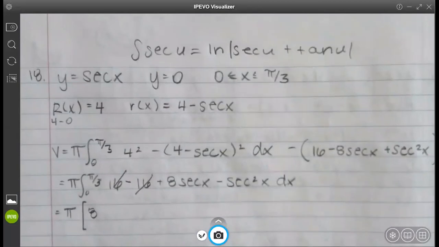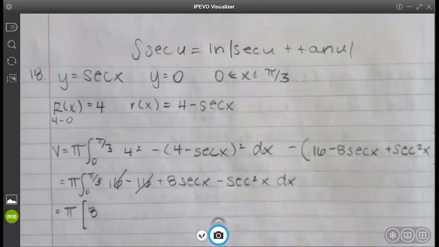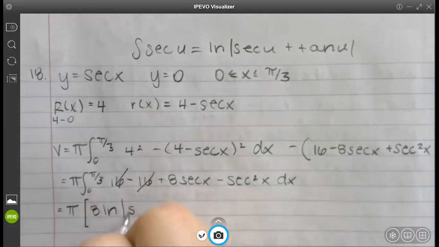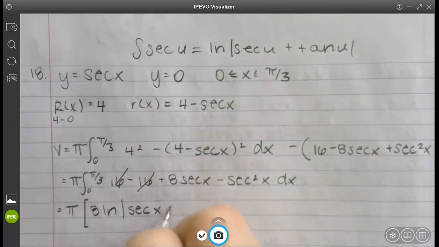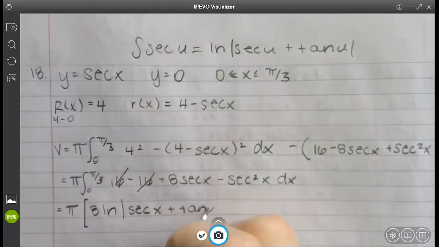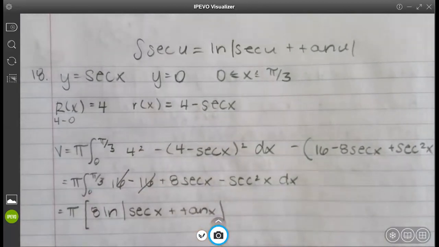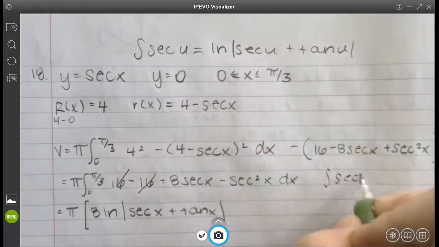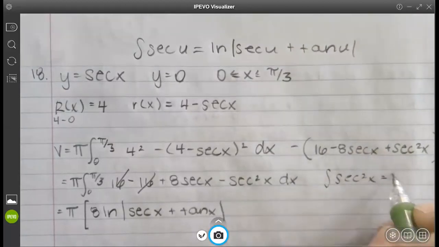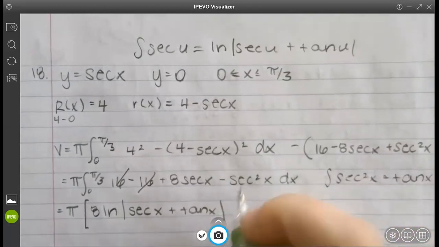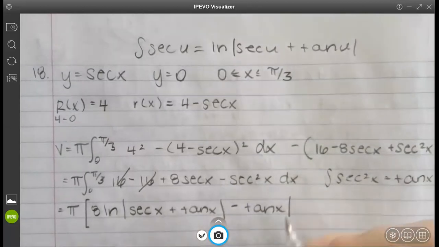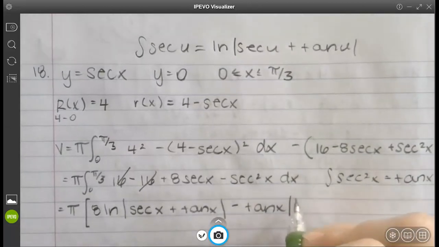Sorry, you can't see anything I wrote at all. So we have 8 secant x. So we're going to pull that 8 out because it's a constant. ln secant x plus tan x. And then again, in the front of your book, secant squared x. You don't even have to change it. There's already a function for that. The integration of secant squared x is tan x. So minus tan x from 0 to pi over 3.